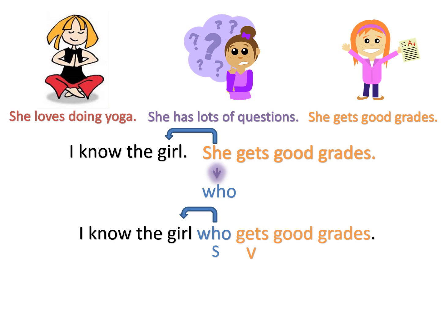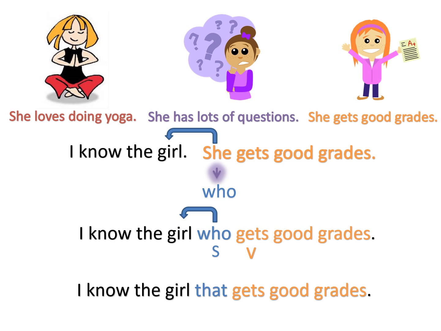Now, another way to say the same thing is to use the pronoun that. So I know the girl that gets good grades. That is a pronoun referring back to the girl. That gets good grades is an adjective clause describing the girl. That is also the subject of your adjective clause, and gets is your verb.